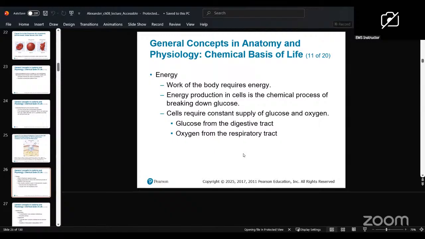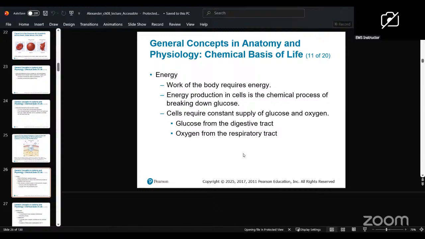So when we talk energy, energy is the work. So, work of the body requires energy. Energy is built upon a constant supply of glucose and oxygen. So, when you think energy, I want you to think glucose and oxygen, proper parts of both.